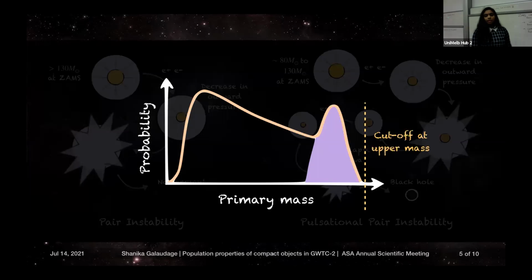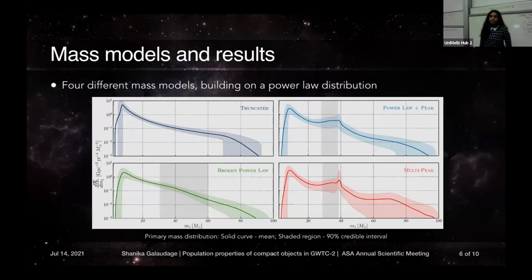And so with pair instability, we would perhaps expect a cutoff at the upper mass of the distribution. And from pulsational pair instability, you might expect a pileup of black holes ranging from 35 to 45 solar masses. So these are things that we can look for in our population analyses. So that's just two examples of some of the things that we look for.